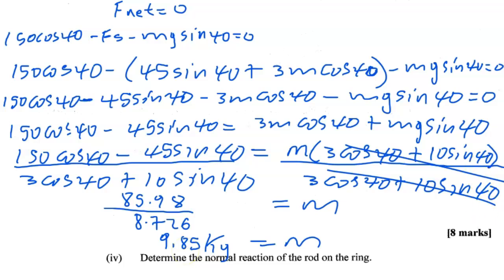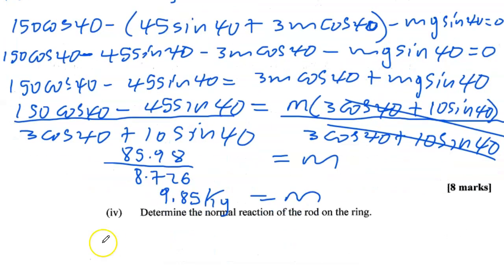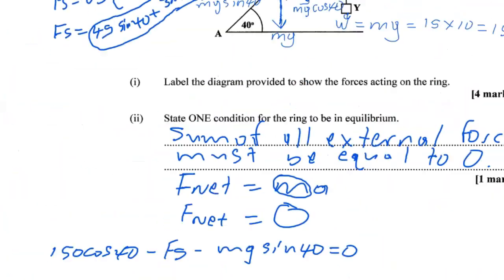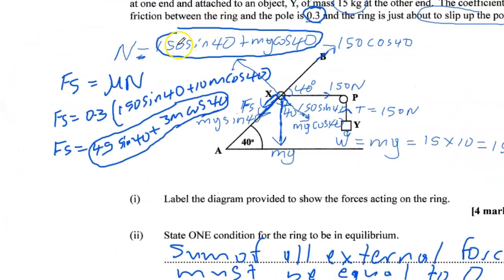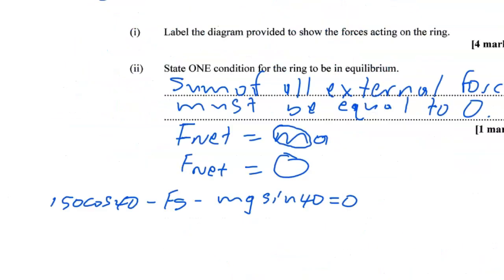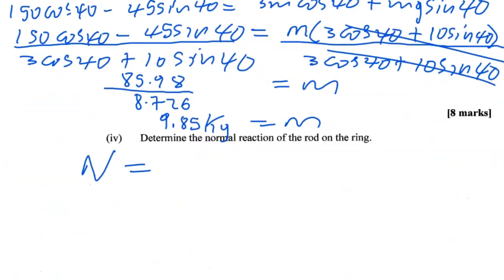Determine the normal reaction of the rod and the ring. We have a formula for normal reaction n. Let's look at what we have again for n. We have an expression for n: 150 sine 40 plus mg cos 40.